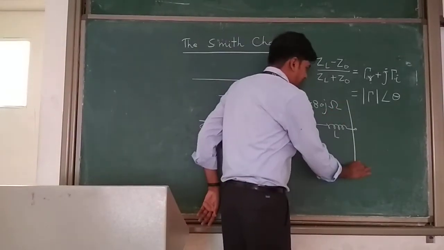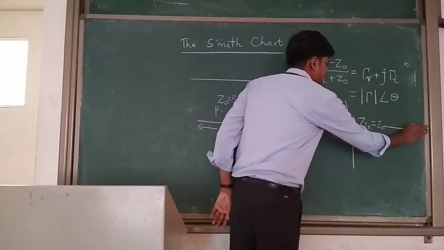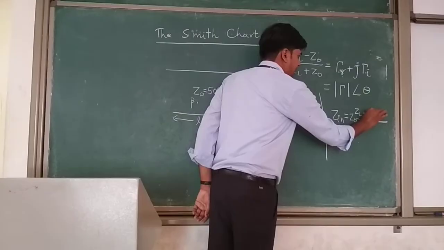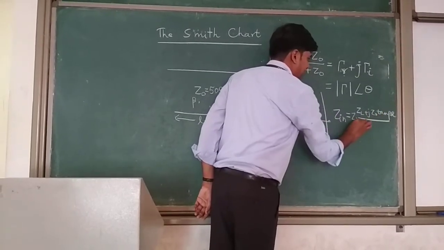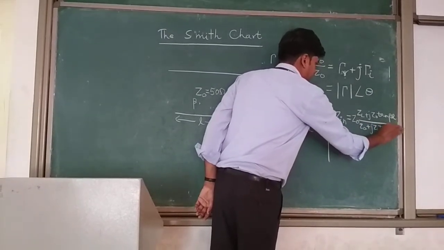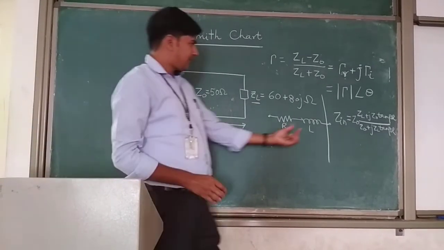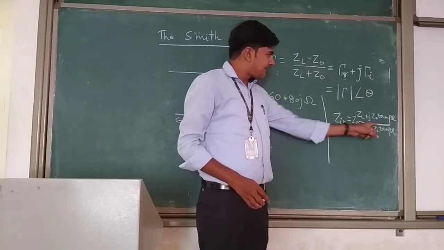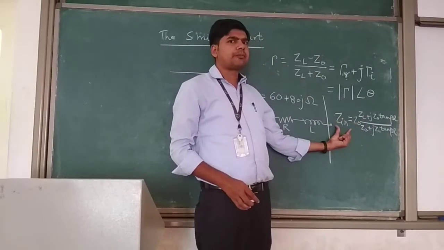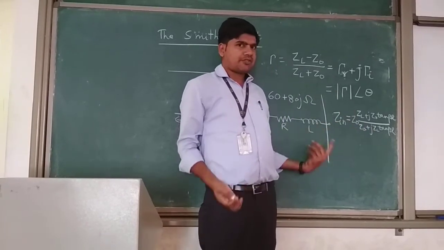Similarly, to find input impedance using the analytical method, we can apply the formula Zin equal to Z0 times (ZL plus j Z0 tan beta L) by (Z0 plus j ZL tan beta L). This formula is valid for all types of lossless transmission line. So what we can see is, for every length of transmission line, for a given load, there will be an input impedance, which can be calculated using the analytical method or the Smith chart.